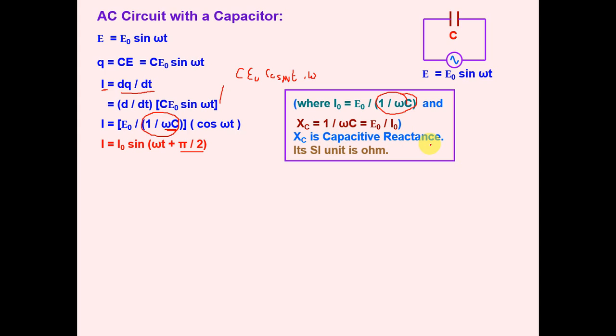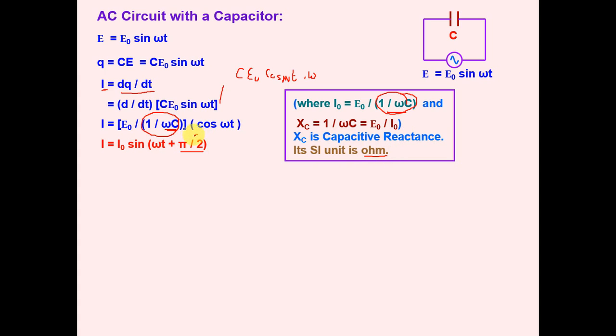So in all the 3 cases, we are finding the value of the current and comparing it with Ohm's law using the formula epsilon over opposition. In the first case, the opposition was resistance. In the case of an inductor, the opposition was inductive reactance, and in the case of a capacitor, this opposition is capacitive reactance. Capacitive reactance is 1 over omega c, and the SI unit is again ohm, because this is again the opposition to the flow of the current.